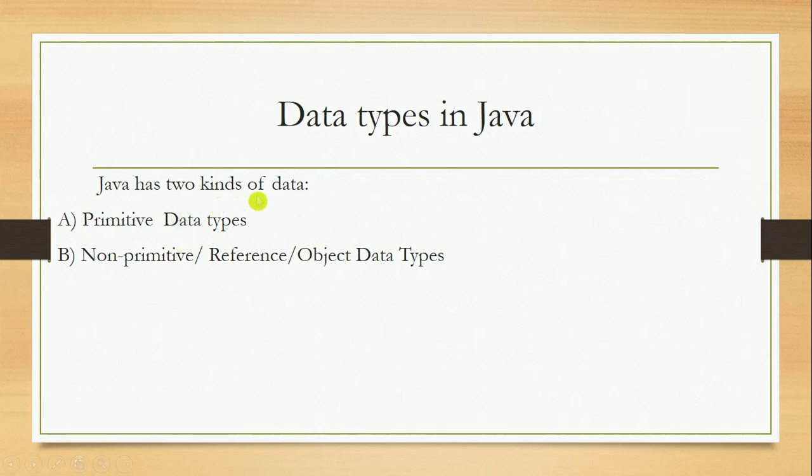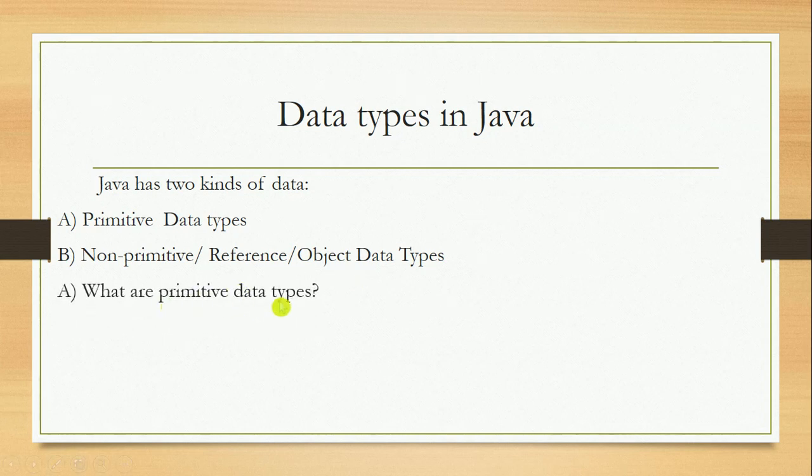Java has two kinds of data, and these are primitive data types and non-primitive data types, or reference data types, or object data types. Let's see each data type one by one.